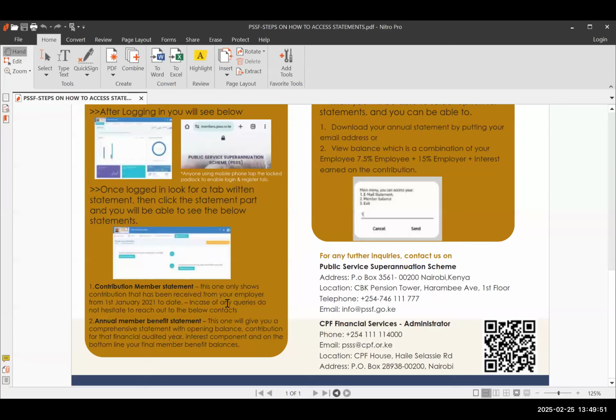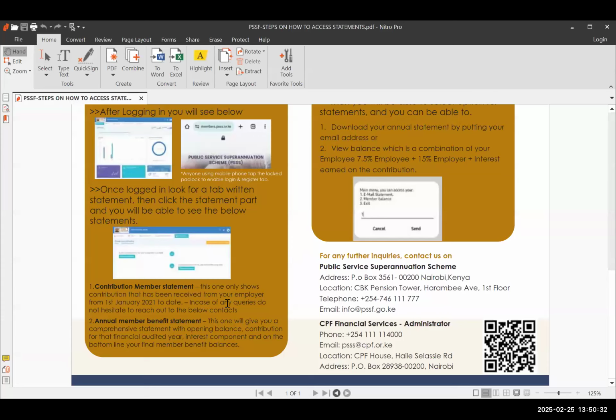If you've accessed this portal for the first time, you need to register and provide your information so that it can search and find you within our systems to now prompt you to log into the dashboard. Once you log into the dashboard, you can access the statements, as I've mentioned, through clicking the tab on the top left, which provides an option for accessing and downloading two kinds of statements. One is the contribution member statement. This one will only show you contributions that have been received so far from the period the scheme was established until now, and you can see if your contributions are up to date.